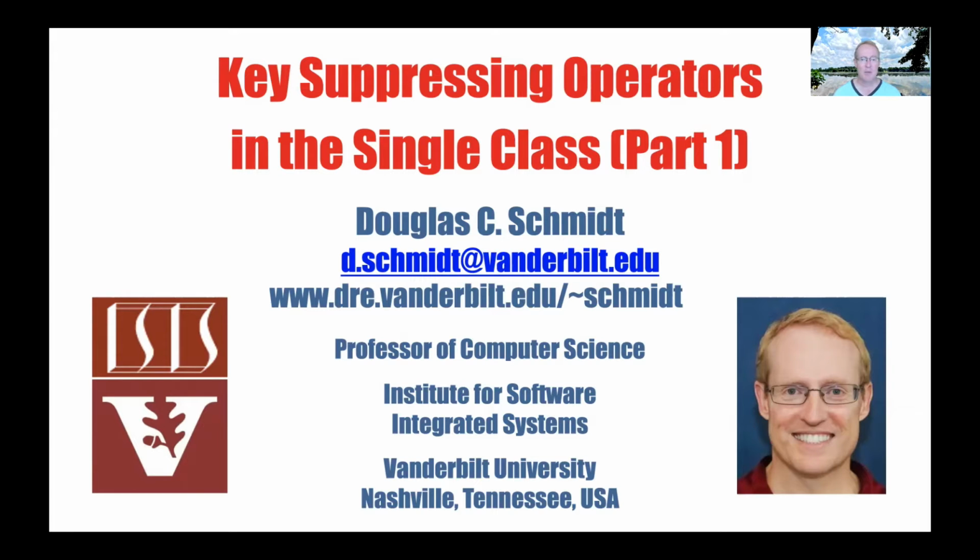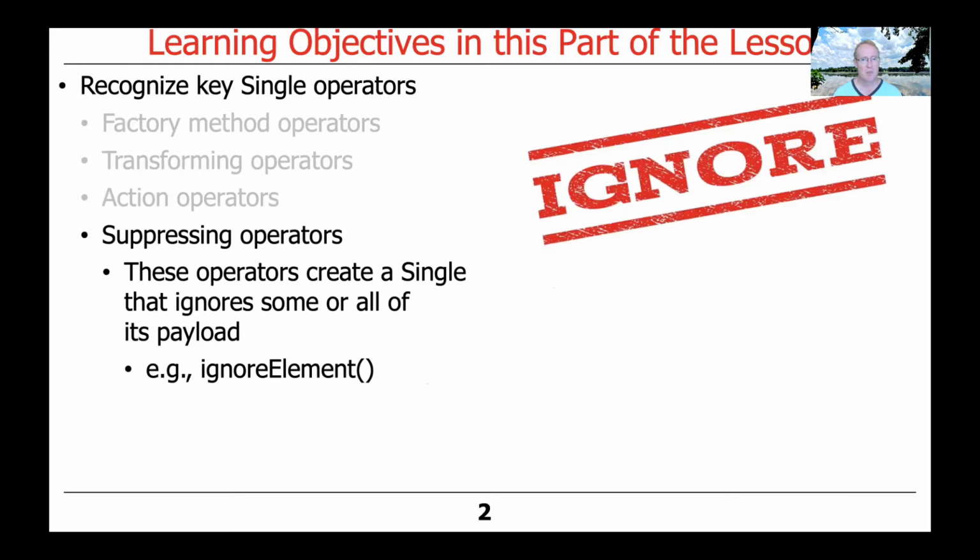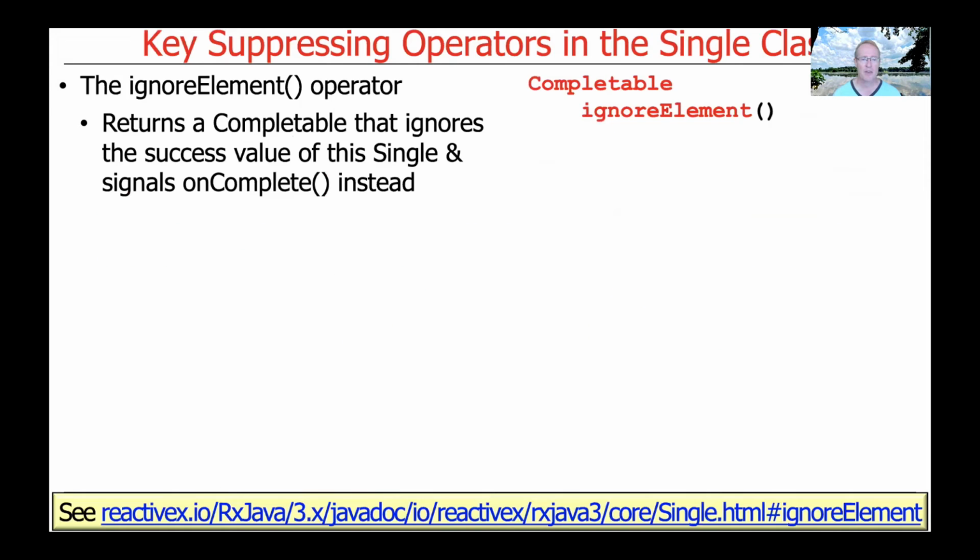We're now going to talk about a key suppressing operator that's found in RxJava's Single class. Suppressing operators in this context create a Single that ignores some or all of its payload, and we'll be focusing on the ignoreElement suppressing operator. The ignoreElement operator returns a Completable that ignores the success value of this Single and simply signals onComplete instead.